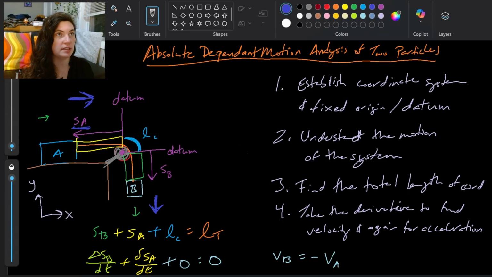And this holds true with the acceleration as well. If you wanted to take another derivative, we'd get the acceleration of B is negative the acceleration of particle A.